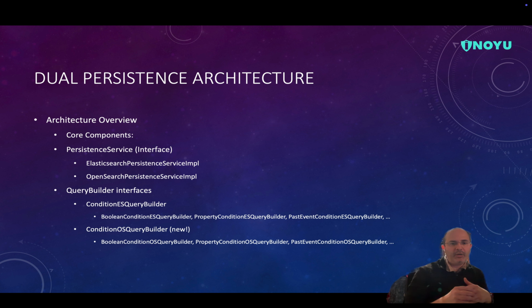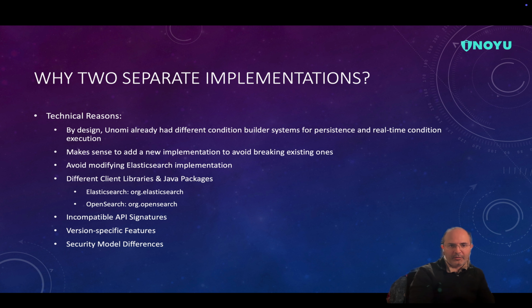Here we had to do two implementations. We have the Elasticsearch one, but we had to add a new one for OpenSearch. This meant that all the classes for building query builders for Elasticsearch had sort of been duplicated for OpenSearch. One question you might have is why did I do it this way?